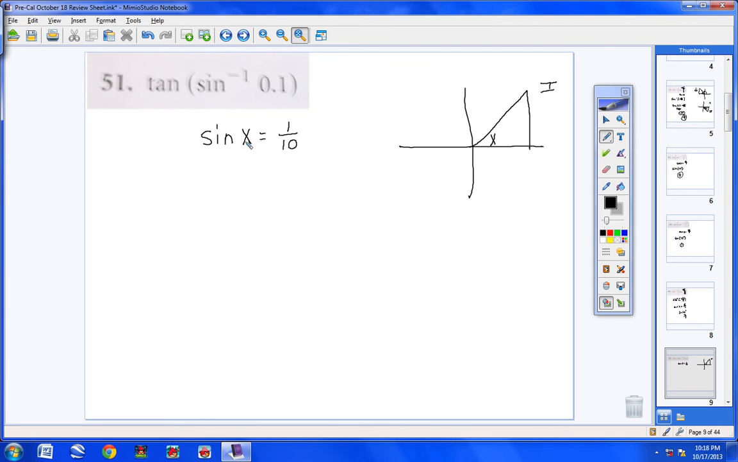Well, the sine of x is opposite over hypotenuse, 1/10. Opposite over hypotenuse. Now you see why I did not leave it as 0.1. 0.1 is not going to help me get two sides of my triangle, but 0.1 is 1/10, and 1/10 gives me my opposite and my hypotenuse. Now, using the Pythagorean theorem, 100 minus 1, we should get the square root of 99 for this side right here.